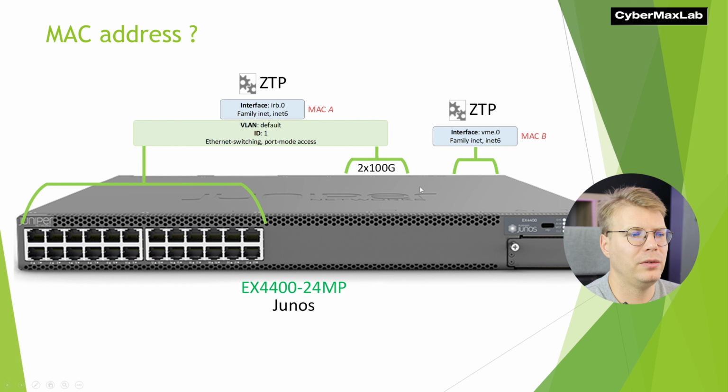And next we are looking at this 4400 24 NP, and how it works under the hood in the ZTP scenario. It has an out-of-band management interface on the right side in the back. The interface is called VME, and it runs family INET, INET6 DHCP, and it has MAC address B. The rest of the interfaces are running in layer 2 Ethernet switching mode, and they are members of VLAN default, and then there is IRB0 on top with INET and INET6 DHCP. It is a different layer 3 interface, and it has a different MAC address.